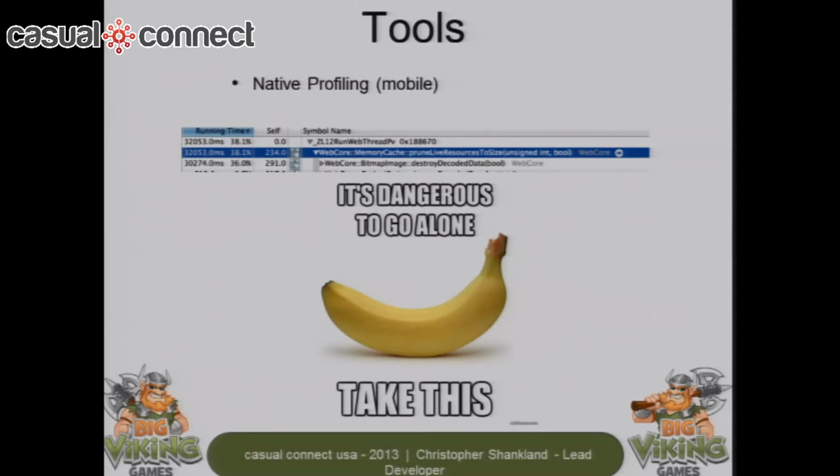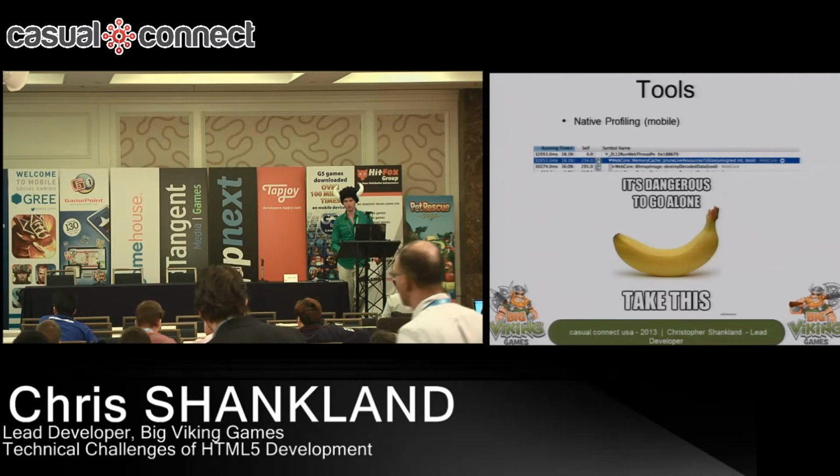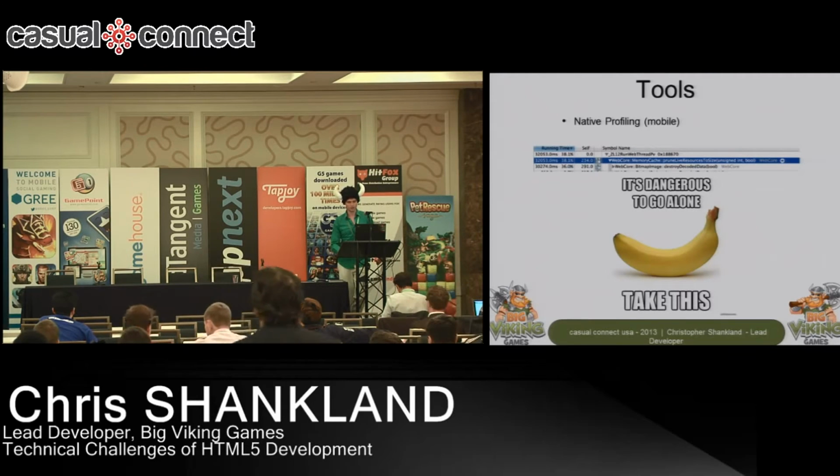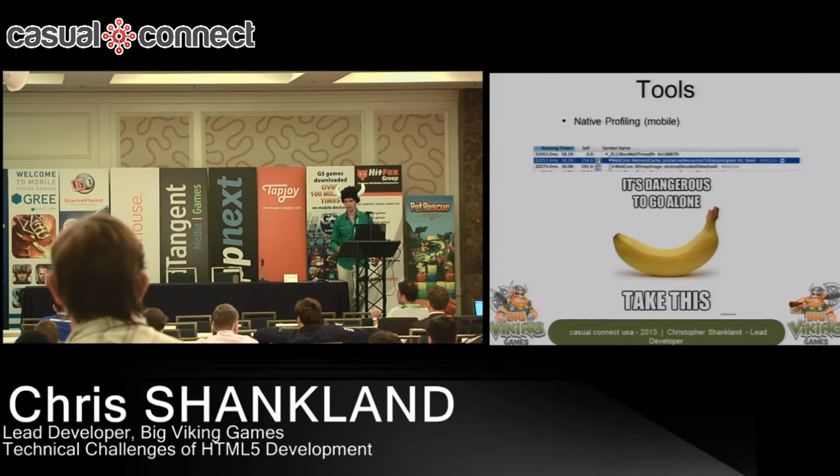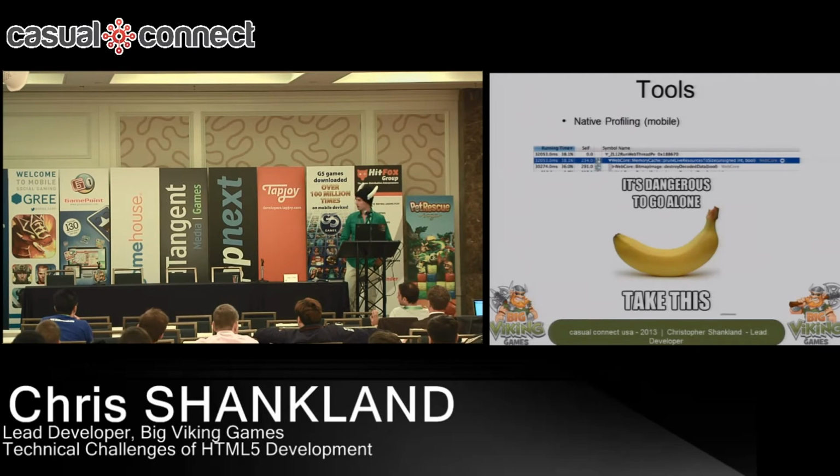Native profiling tools for mobile are really important. Here's a screenshot from Instruments. This is a function called Prune live resources to size. It's responsible for making sure that your app doesn't run out of memory. But there's a bug in it. Every frame, potentially, it will throw away decoded image caches. If you have a compressed image and you need to draw it, it's going to decode it into a buffer, and try to draw that buffer. Sometimes it's running out of memory, so it gets rid of that buffer. But then it needs to draw it again, so now it's going to decode it every frame. It's really bad. It took up 40% of our runtime.